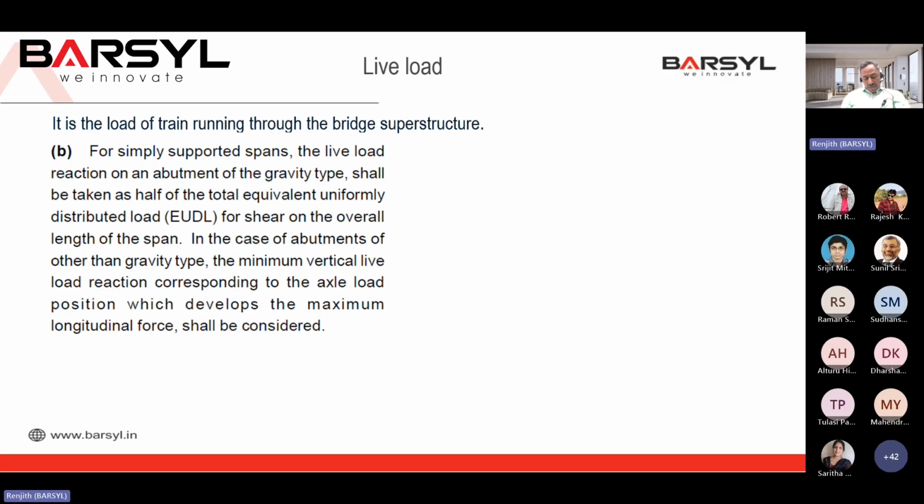And for railway, live loads are directly available in the IRS bridge rules. The table clearly gives the EUDL depending on the span. So it is easy compared with road bridges, as it is readily available in a table format. Suppose our span is 12.2 meter, then we can read the table, and the total equivalent uniformly distributed load is available. The reaction we can take means the total load divided by 2. If it is a single span bridge, that will be the live load reaction to be taken for the analysis of an abutment.